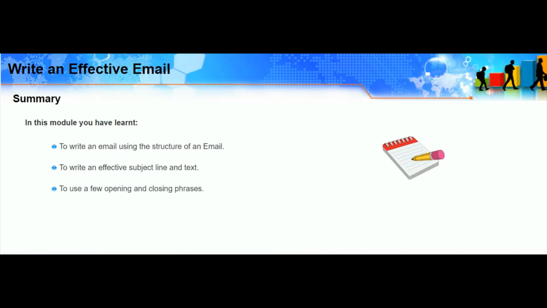Now that we have learned how to write an efficient email, let us make a note of the points to keep in mind while drafting an email. Write an email using the correct structure of an email. Write an effective subject line and text. Use appropriate opening and closing phrases. Use correct spellings and grammar.